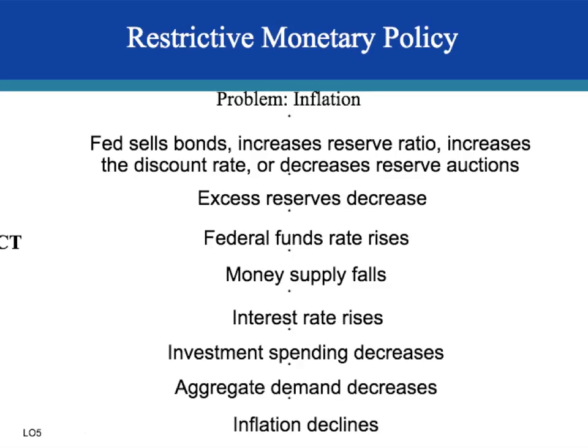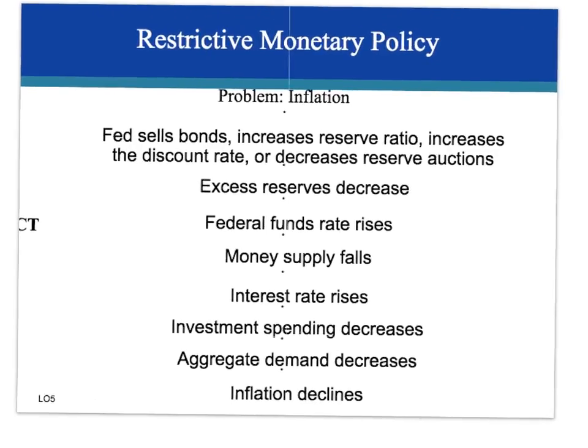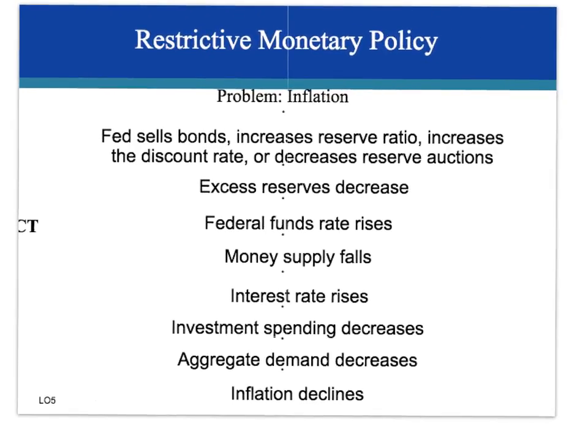For restrictive monetary policy, this will be used in times of high inflation. The Fed can sell bonds, increase the reserve ratio, increase the discount rate, or decrease reserve auctions. Most likely they'll just engage in open market operations, which means they'll just sell bonds. Excess reserves decrease, the federal funds rate rises, money supply falls, interest rate rises, aggregate spending decreases, aggregate demand decreases, and inflation declines.